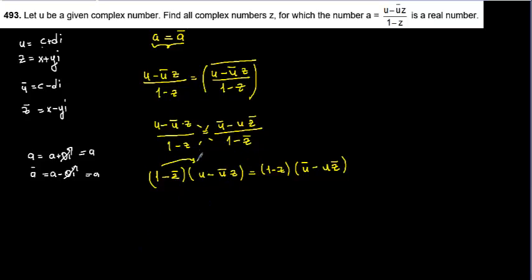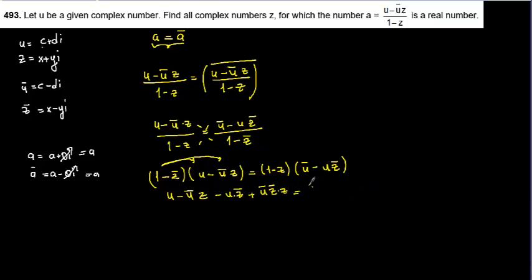Now, by using the distribution rule, I'm going to multiply these one by one. 1 times U is equal to U. 1 times minus U conjugate Z is minus U conjugate Z. Minus Z conjugate times U is equal to minus U times Z conjugate. I'm writing this at the end always. And the last one is plus U conjugate Z conjugate times Z, it's going to be.